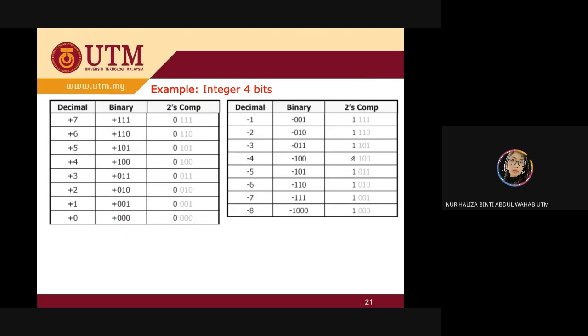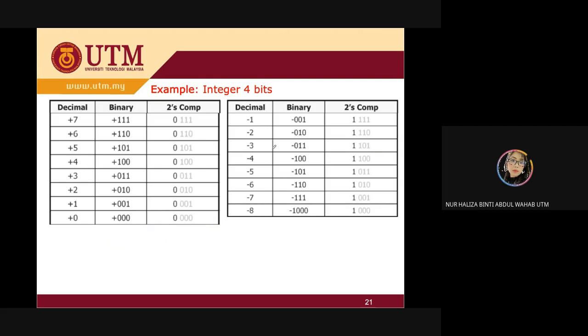And then you have 3 over here. We have 3, 0, 0, 1, 1, and then negative. We change it to be first complement first. We will get 1, 1, 0, 0. This is our first complement. Our second complement, we will add with 1. Then we will get 1, 0, 1, 1. So our answer will be 1, 1, 0, 1.